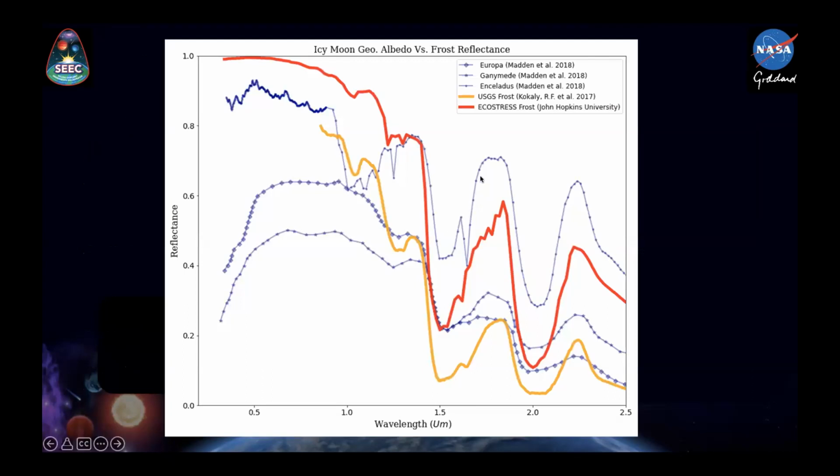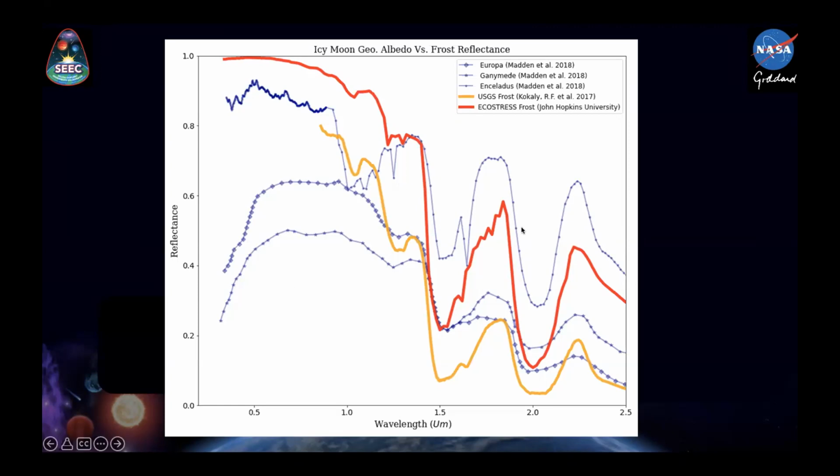And so what we did was we looked at the geometric albedo spectrum of 3 icy moons, Enceladus, Ganymede, and Europa. We did this because we know that it's mostly made up of water ice, and we wanted to know, is there some sort of similarity between the geometric albedo spectra of these 3 moons and the actual spectra of water ice? And so here in this plot, what you are seeing is these 3 moons in blue, and then in orange and red is the actual reflection spectrum of water ice from the USGS library and the ECOSTRESS library. And so off the bat, we can see that there's some similarities in the morphology of the spectra, which we thought was very interesting. Now, what if we add an atmosphere?